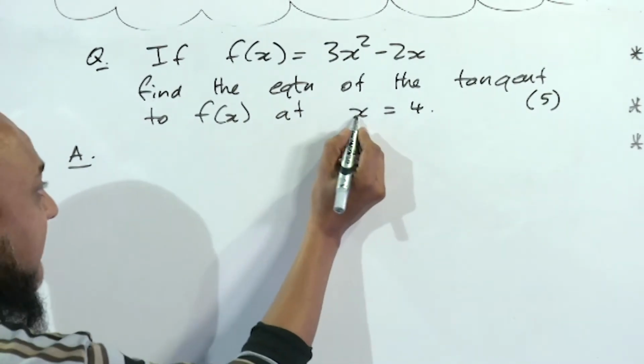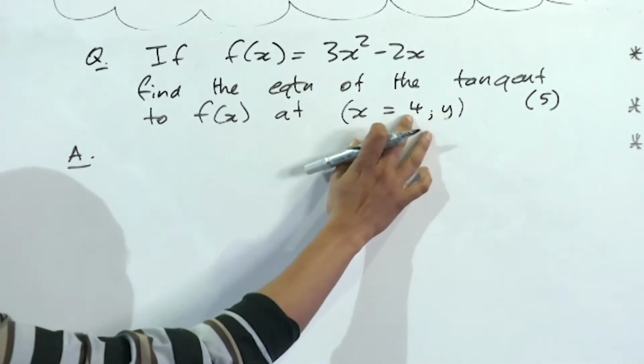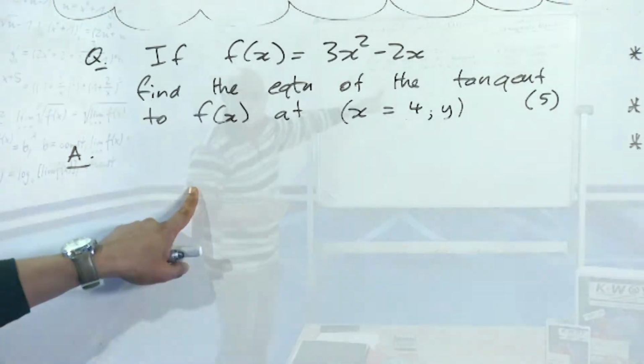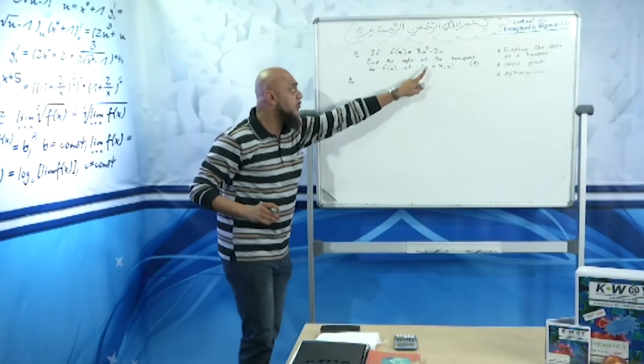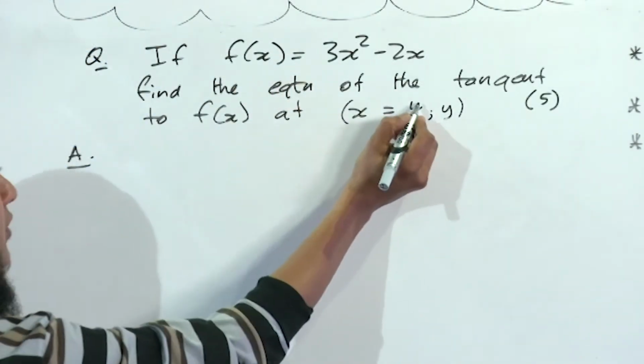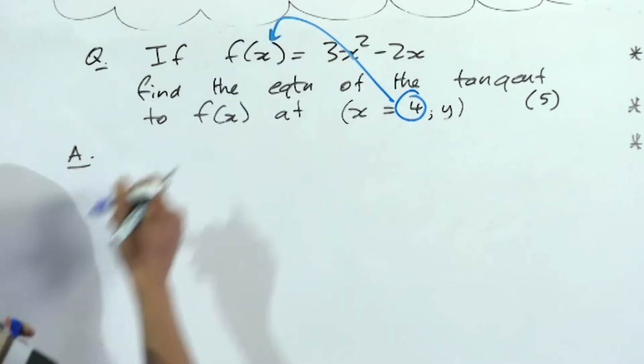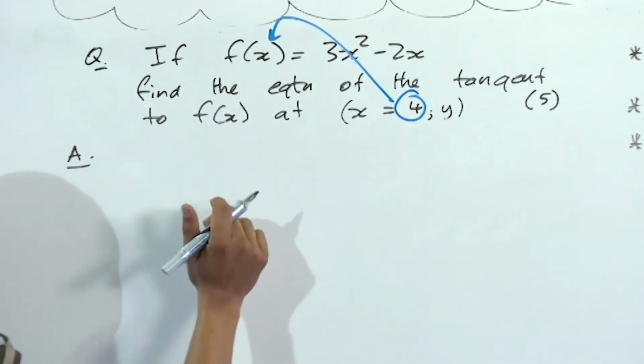We got an x. We need a y. We don't have a y. Now, if the x and y were given, you wouldn't need to do step number 1. But because only x is given and we need to find y, the first step is to take this x value and plug it in for every x to get our corresponding y.